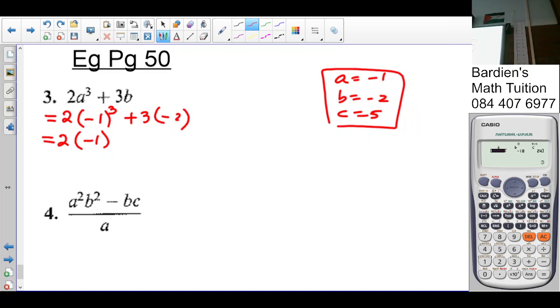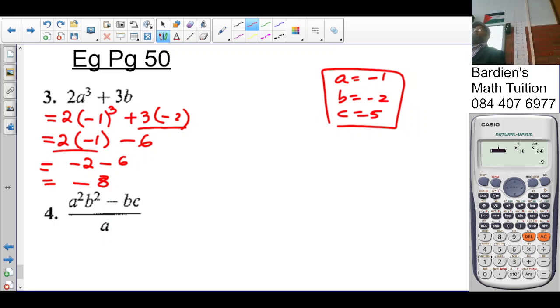Carry on. So this here can be multiplied. What did you get? Negative 6. So that gives us negative 2 minus 6. What's negative 2 minus 6? Negative 8. Okay, well done. Who got that right? What did you get, Michael? So I made a mistake. Yes, of course. If you didn't get that answer, you made a mistake. That's obvious.